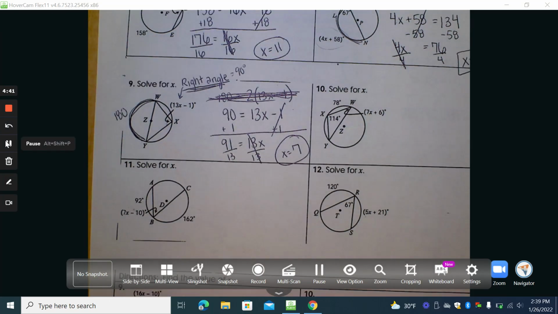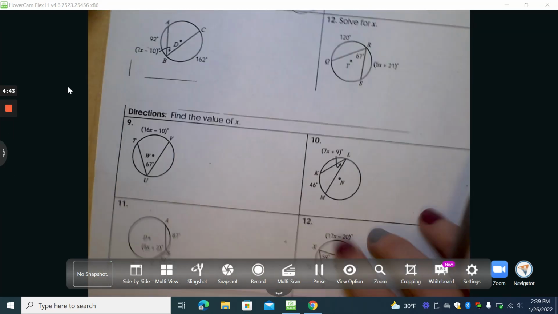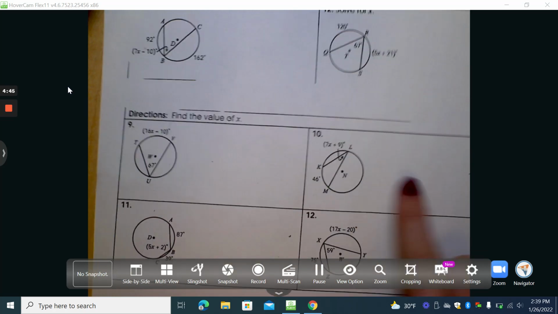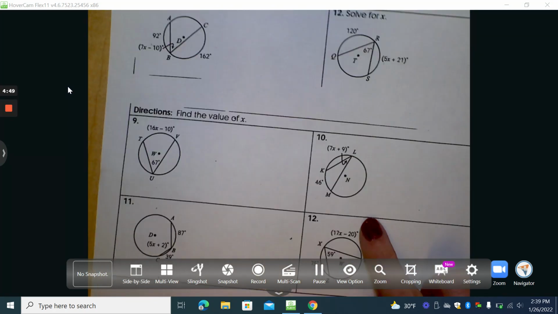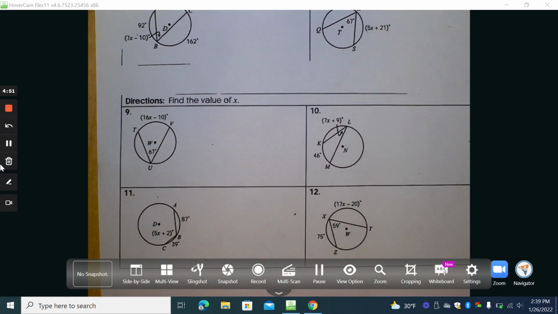All right. On the next slide, you are going to be trying to solve 9 and 10 down here, and they are very similar to 7, 8, and 9, what we just did. So 9 and 10 down here are on the next slide.